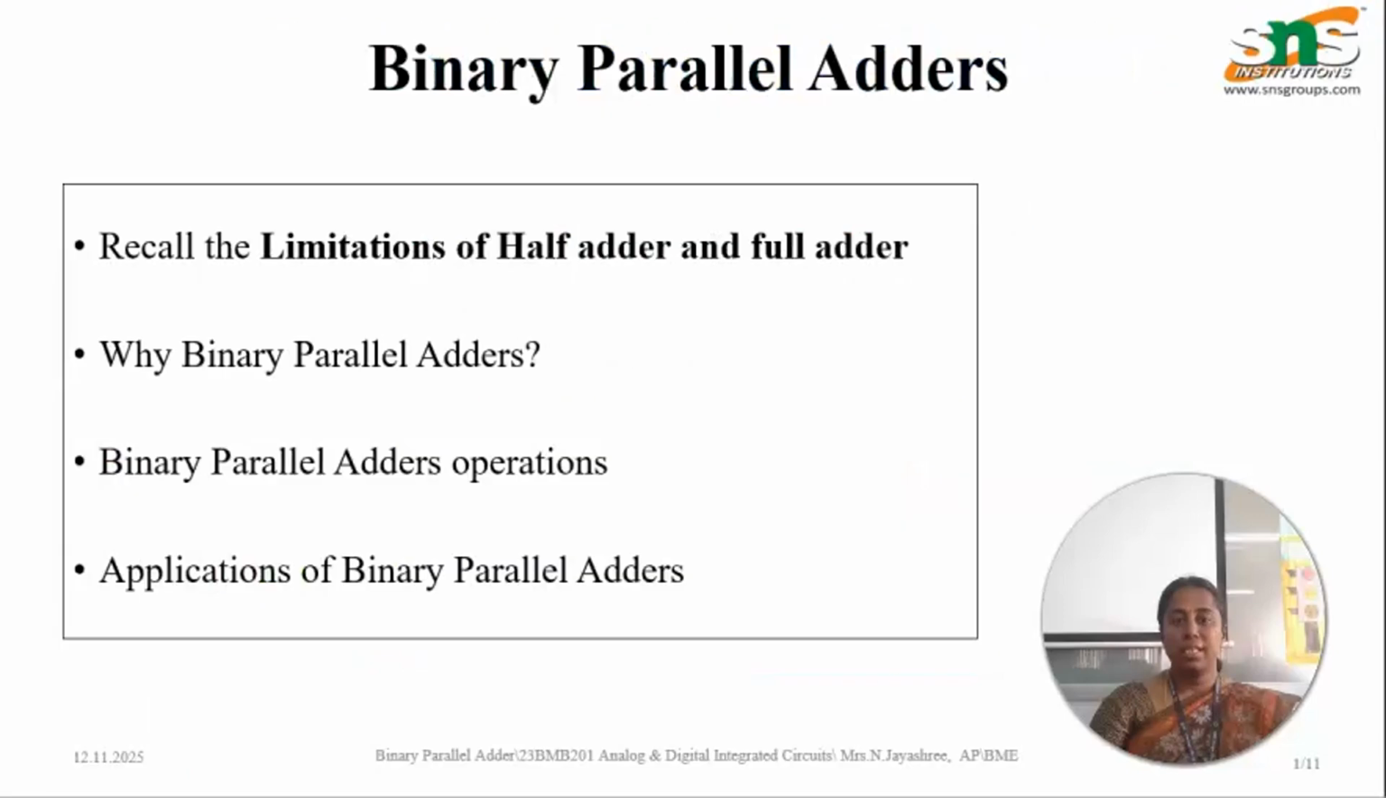Before that, let us recall the limitations of half adder and full adder. In half adder, only two inputs are given and we get two outputs, whereas in full adder, we give 3 inputs and get 2 outputs. Whereas in binary parallel adder, we can give multiple inputs simultaneously. This is what a binary parallel adder is.